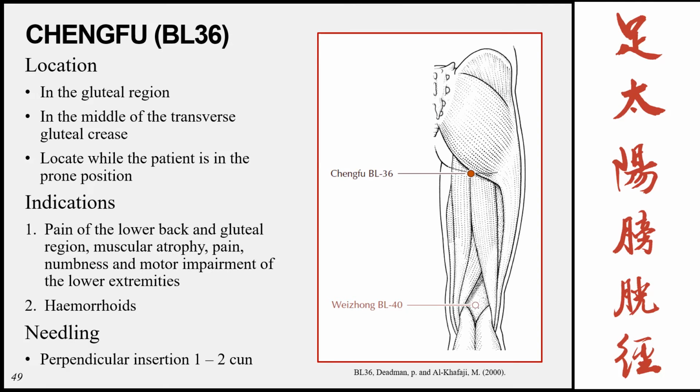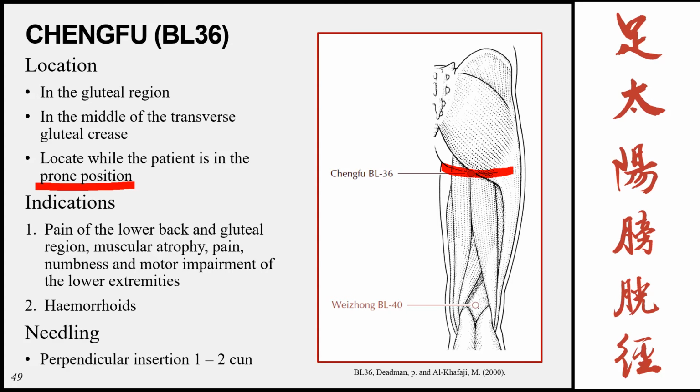Next point is CHENGFU. This is known as bladder 36. This point is located in the gluteal region, in the middle of the transverse gluteal crease. So what this means is this is the gluteal region over here, and what we're looking for is the middle of the transverse gluteal crease. So the transverse gluteal crease is this crease here, formed on the back of the patient, and you're going to find the midpoint of this. And normally this point is located with the patient lying down on their stomach, so that's the prone position.